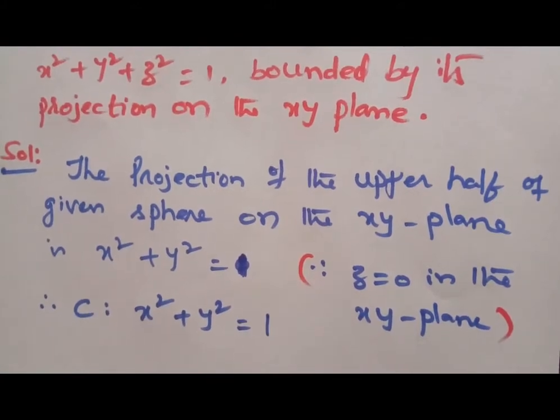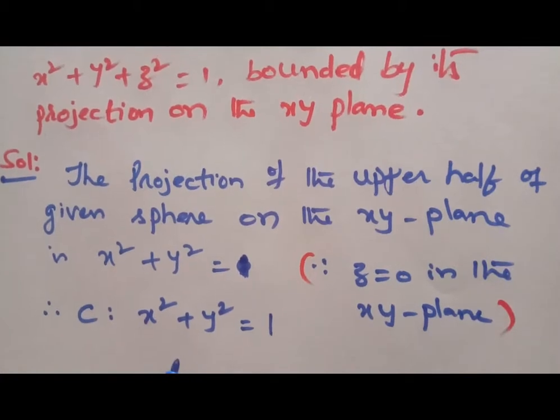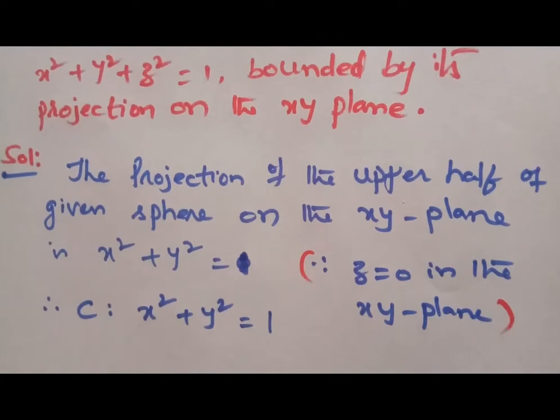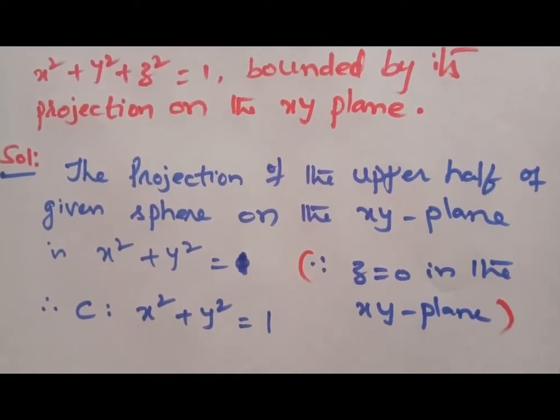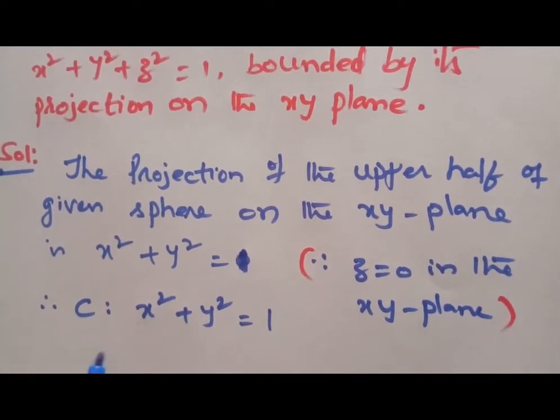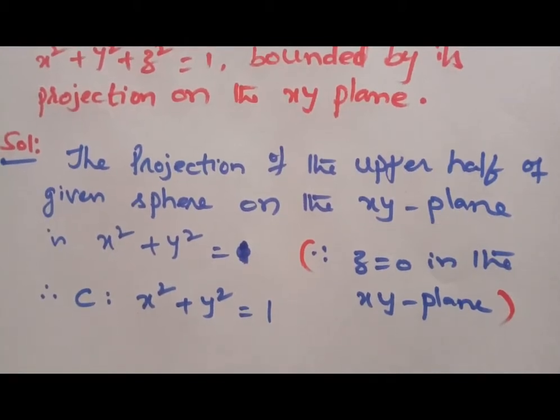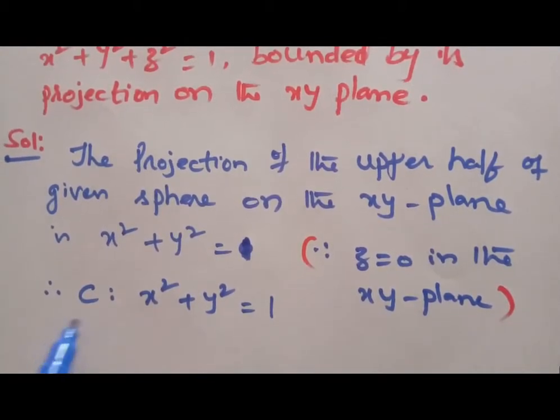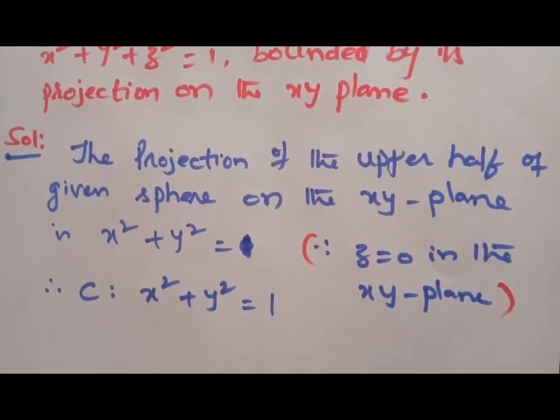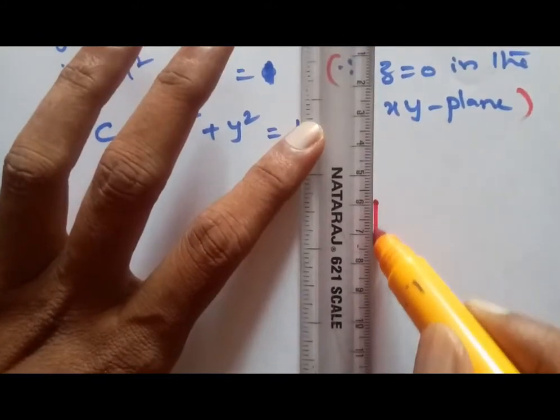Therefore to verify Stokes theorem we have to evaluate the line integration along the curve C. C is the boundary of the surface. Here the surface is bounded by its projection on the xy plane, that is the circle C, x square plus y square equal to 1 centered at origin and radius is 1 unit. We have to evaluate the line integration along this circle. Therefore first we have to draw the diagram.